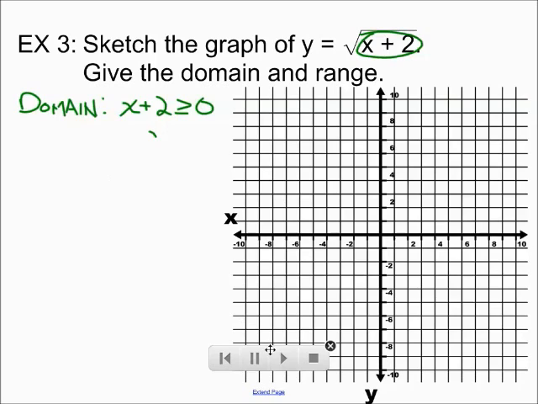So then we solve that inequality by subtracting 2 from both sides. And we get that x is greater than or equal to -2. So our domain is that. All our inputs have to be -2 or greater. So that's where we'll start our table of values.